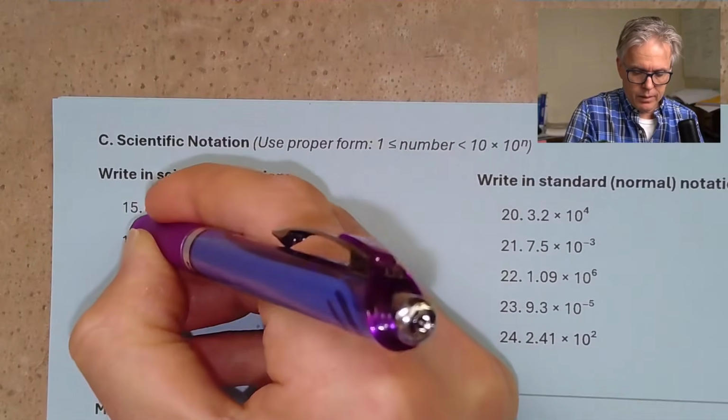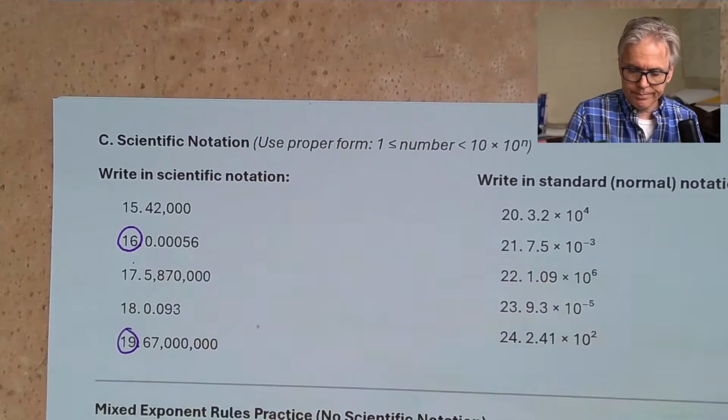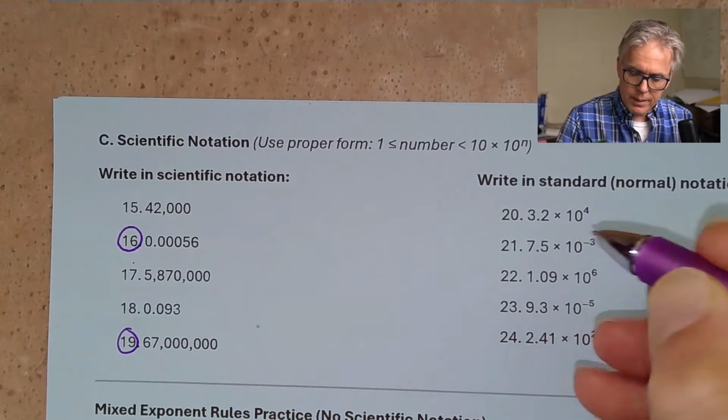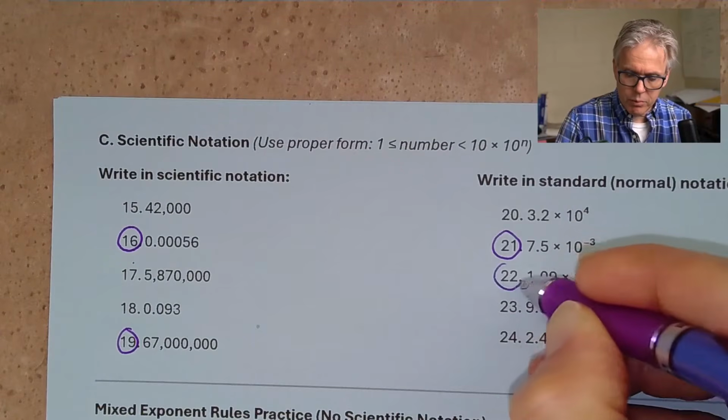But we'll do 16 and we'll do 19. And then over here, I'll do one negative and one positive. How about 21, 22?